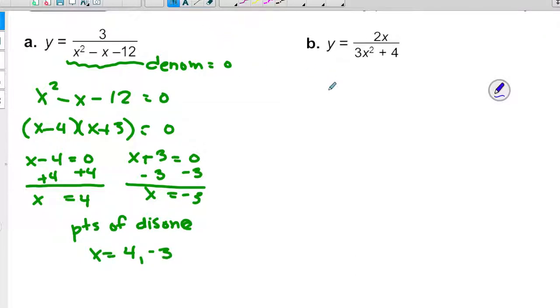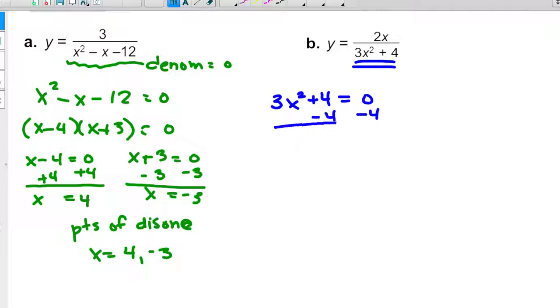Now let's take a look at the second one. So again, you're looking at just the denominator. The numerator has absolutely no impact on the point of discontinuity. 3x squared plus 4 equals 0. So you want to subtract 4. 3x squared equals negative 4. Divide both sides by 3. You have x squared equals negative 4/3.